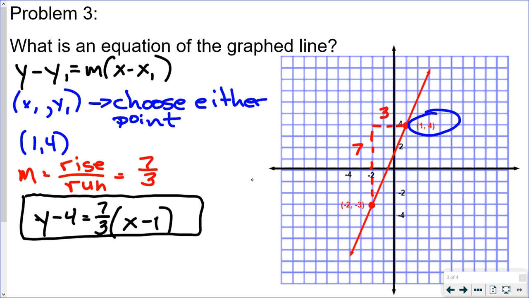So in my answer key, my other answer would be y plus 3 equals 7/3 times x plus 2. So notice that this is plus 3 because this was a -3 for y1. And this is plus 2 because this was a -2. So in my answer key, I would have both of those answers on there. All right.